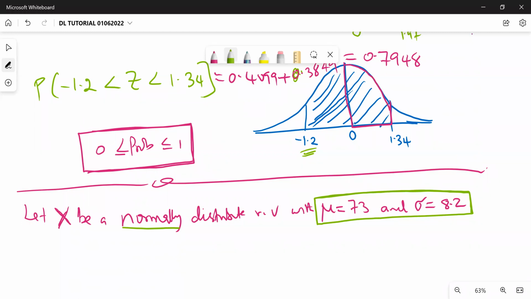Okay. So let's look at the question. The question is the probability that someone scores what? What is the probability that a student scored below 91? So we're talking about the probability that the marks scored, that is X, so here X is marks scored, is less than 91.